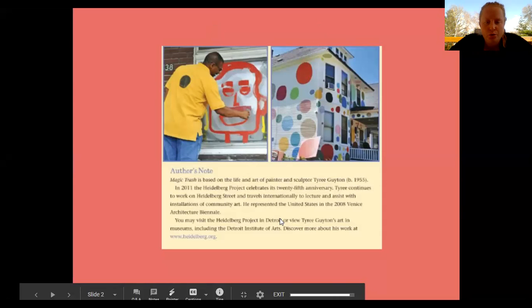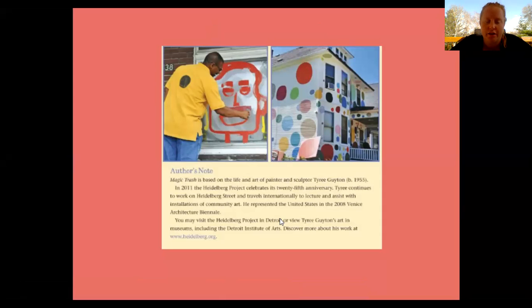We're going to start a new book since we've finally finished TJ and the Rockets. And this new book that we're reading this week is actually about a real artist. So you can see on this page is a picture of the real artist. His name is Tyree Guyton. He was born in 1955, so he's probably the same age as some of your grandparents.